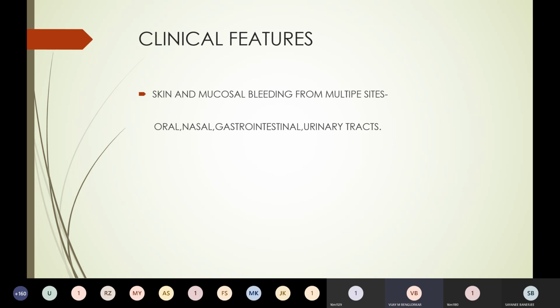So, clinical features: skin and mucosal bleeding. Simultaneously it starts from multiple sites. Starts from oral, gum bleeding, nasal bleeding, epistaxis, gastrointestinal bleeding, bleeding per rectum, fresh blood, also called hematochezia, bleeding from the urinary tract. So urine becomes red in color. So patients start bleeding simultaneously from either upper orifices or lower orifices. Think of DIC, disseminated intravascular coagulation.